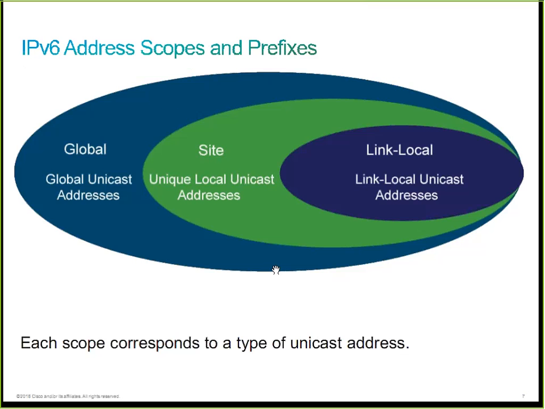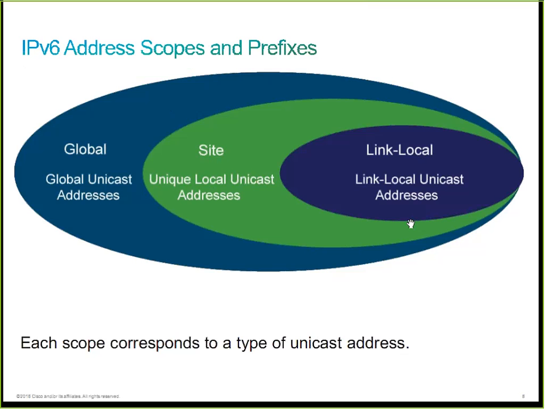Now, talking about the IP address scopes and prefixes, in the case of IP version 4, we have the logic of the subnet mask, which defines how many bits for the network, how many bits for the host. But that's not the case in IP version 6. In the case of IP version 6, we have something called a global unicast address, site-specific unique local unicast address, and then link local unicast address.